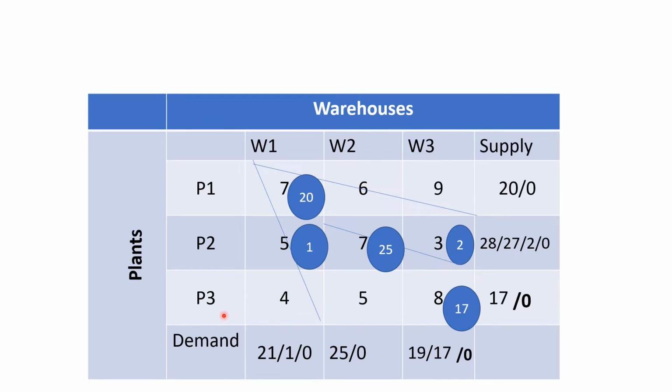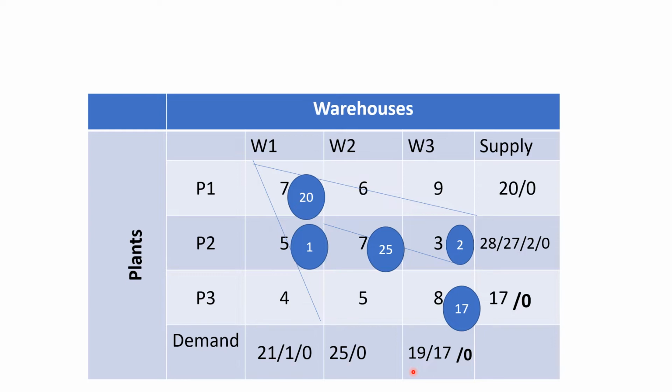And in case of P3, total supply was 17, which was totally supplied to the warehouse 3. Once you get the answer, you can verify whether you have done correctly. As you can see 20, so all 20 are here. Summation should match with the total supply, right? 25 plus 1 plus 2, that gives you 28. 17 is matching. Column wise also it should match. 20 plus 1, 21. 25 is here and 17 plus 2, 19. So 19 demand has been met. So this is how we get the solution by Nordquist-Quander method.